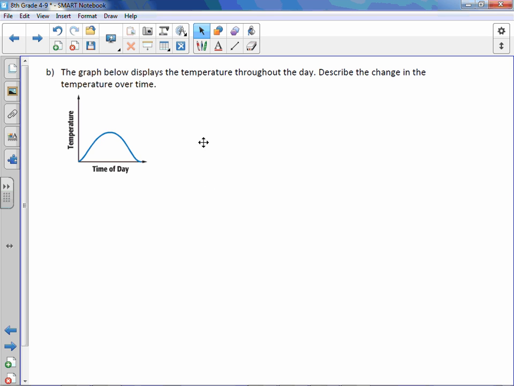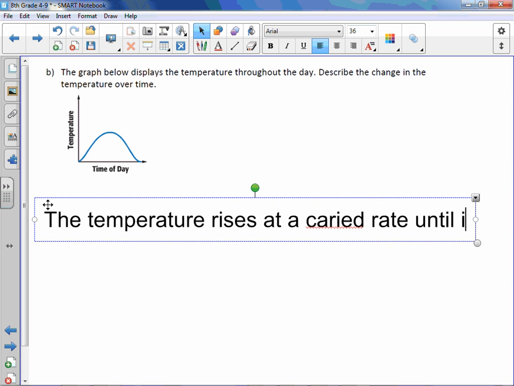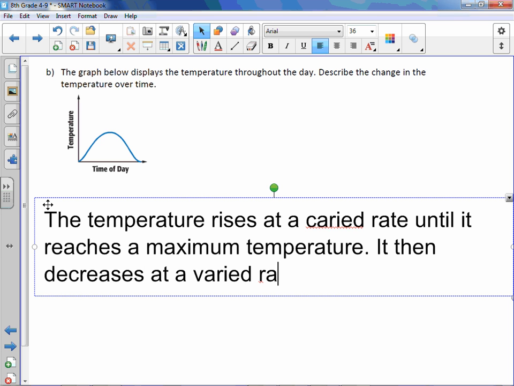The graph below displays the temperature throughout the day. Describe the change in temperature over time. Well, it looks like the temperature is increasing, but not at a steady rate, and then it's decreasing. It hits a maximum temperature here, and then decreases and goes down. So let's write that up in words. The temperature rises at a varied rate until it reaches a maximum temperature. It then decreases at a varied rate.